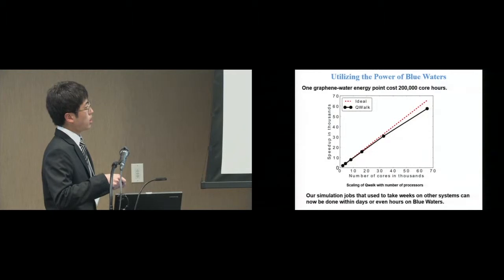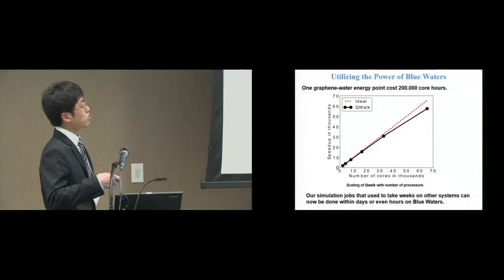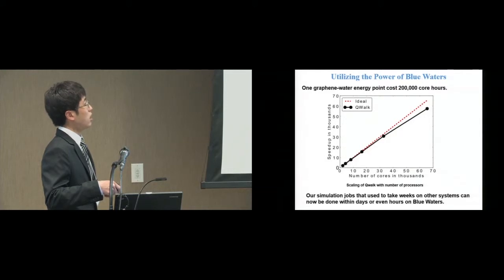This figure shows how our code, called QWalk, which we use to perform the diffusion Monte Carlo, scales. You see that the code scales pretty well up to 70,000 cores, and it only deviates a little bit from the ideal case. The reason it scales so well is, first, we are doing a Monte Carlo calculation, and second, the algorithm is properly optimized to minimize the communication between nodes. So that's how we get this pretty nice linear scaling.